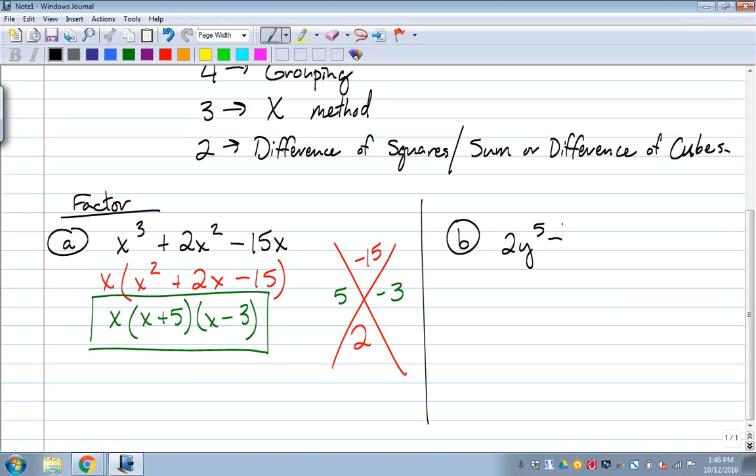2y to the 5th minus 18y to the 3rd. A little shorter problem, but is it in descending order? Yeah. No like terms. Not too often that they're going to need anything done like that when they're just asked to factor. So what's the GCF? Or is there a GCF? Yeah.